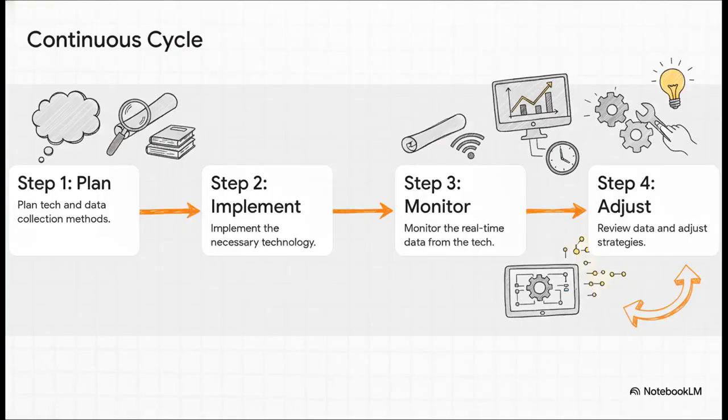It all starts with a plan. What data do we actually need and what technology is going to get it for us? Then step 2, you implement it. But step 3 is absolutely crucial. You monitor that data in real time. And finally, step 4, you review that information to make adjustments. Maybe that new software isn't getting used, or maybe a whole group of students is starting to fall behind. This cycle makes sure that technology is always an evolving resource, not just a one-time purchase.